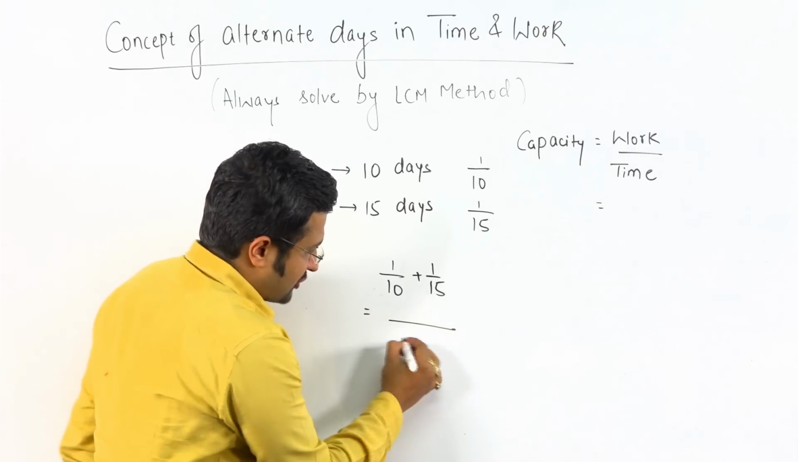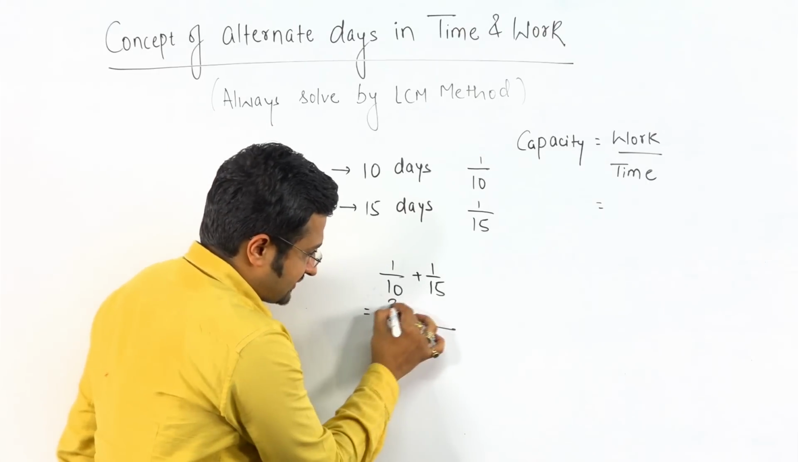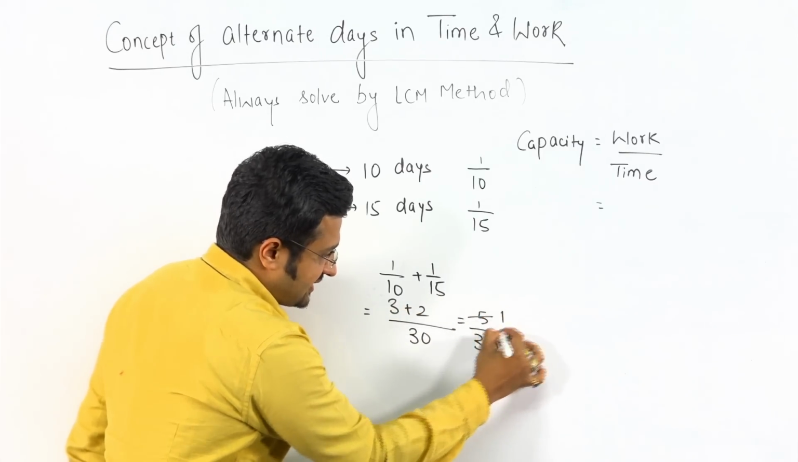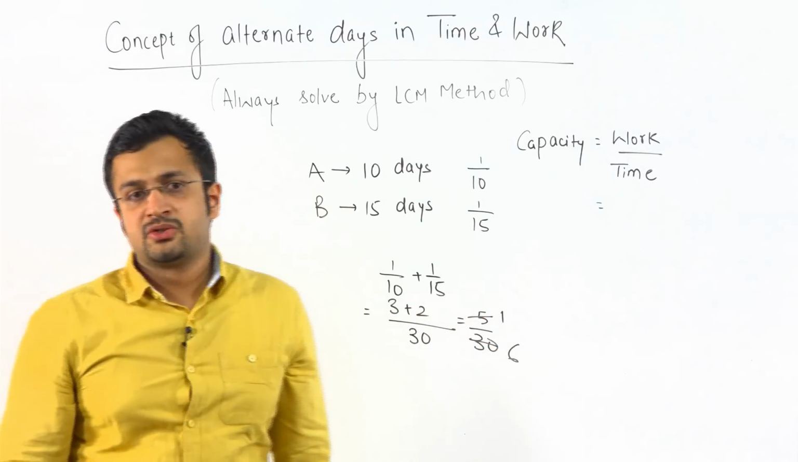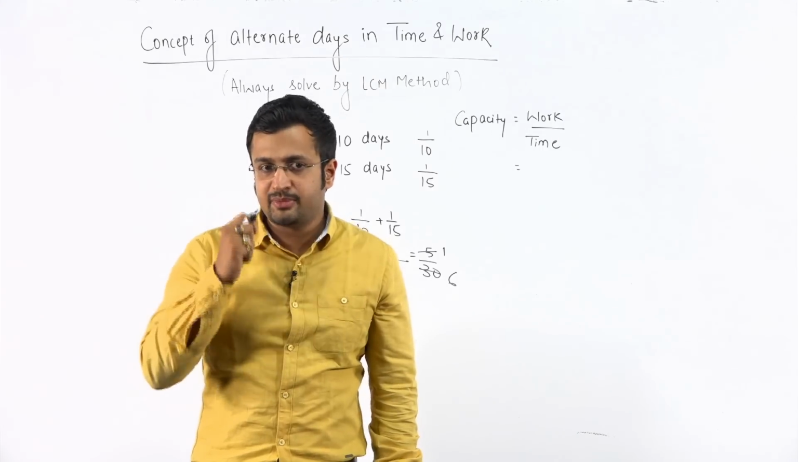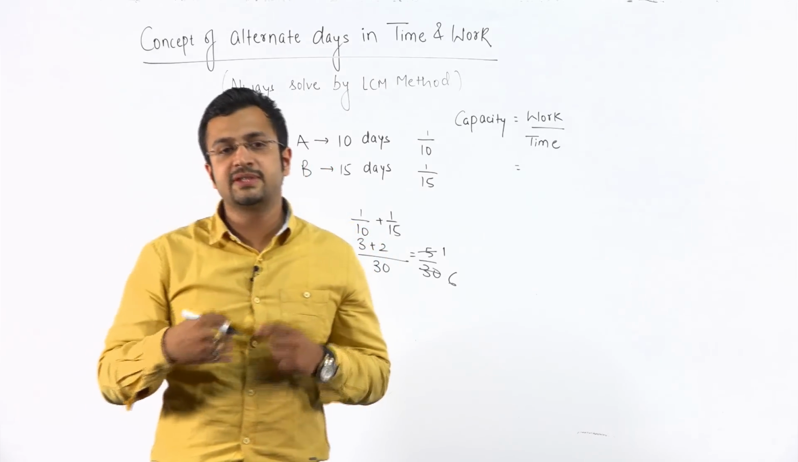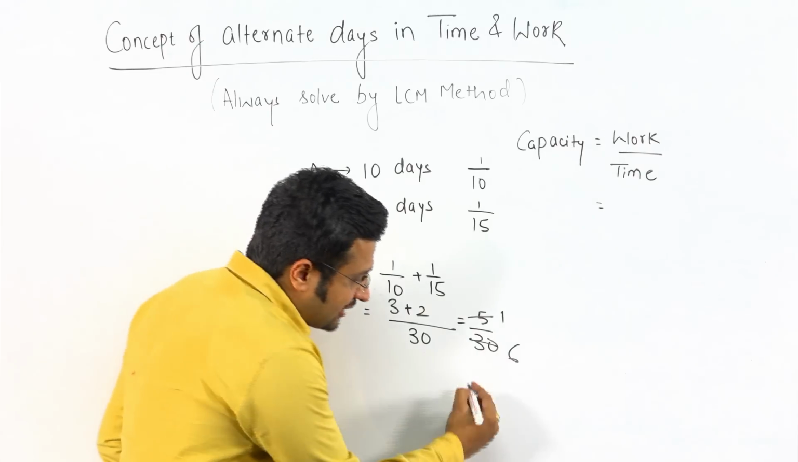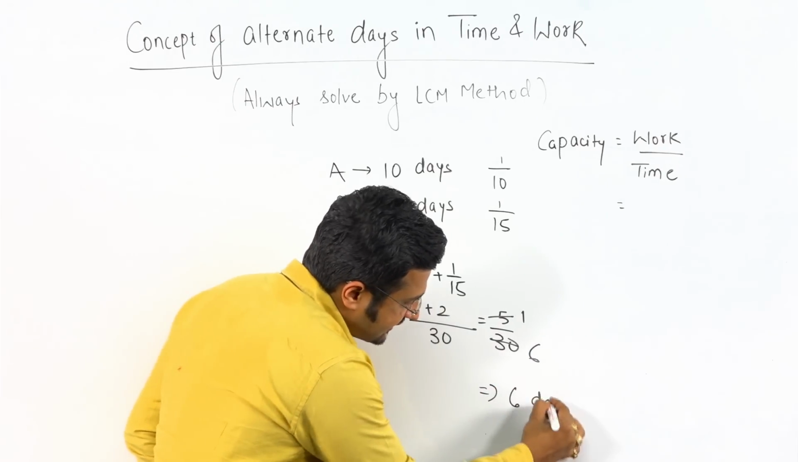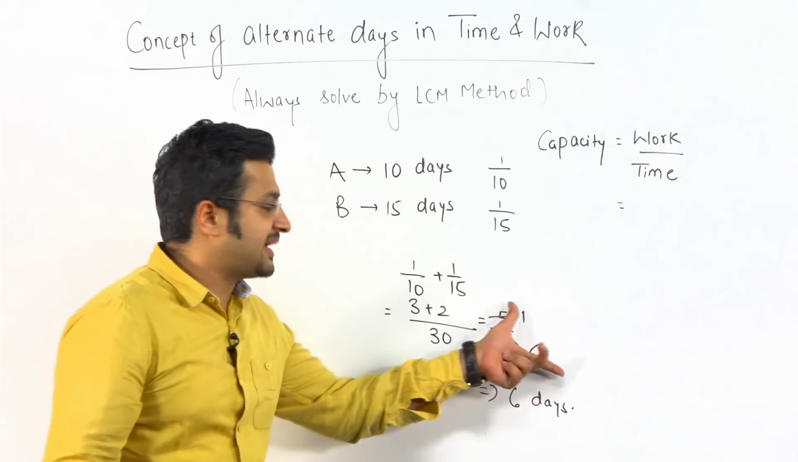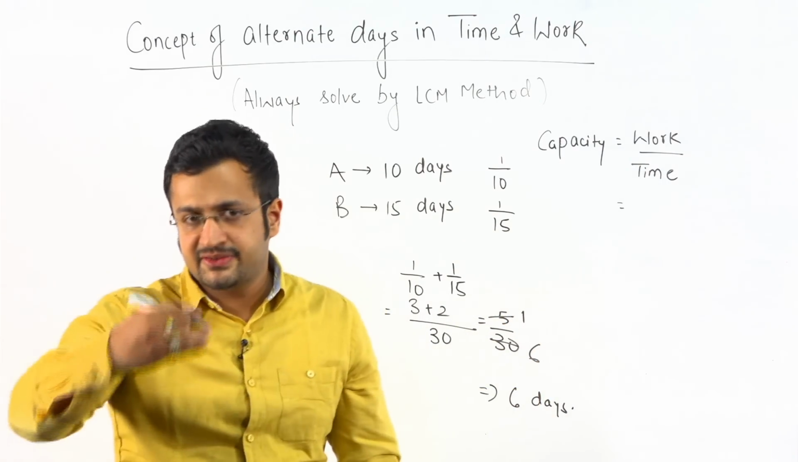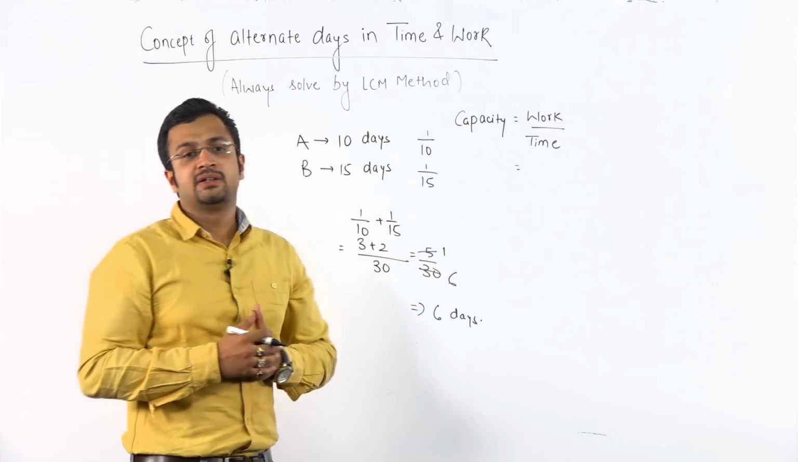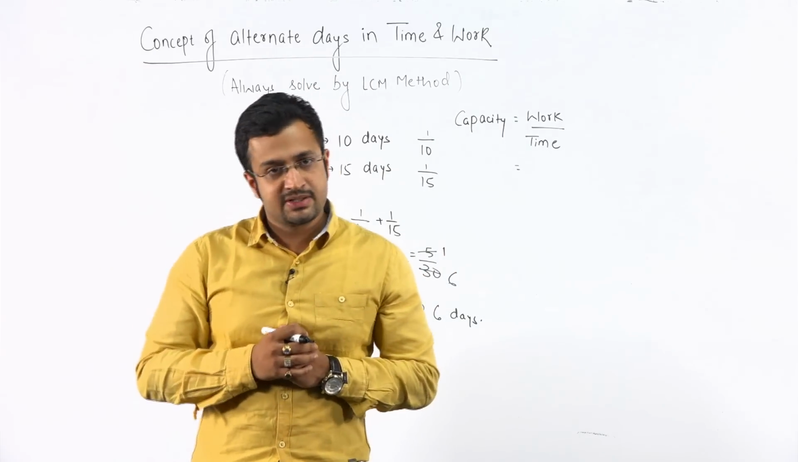What is the sum? If you take the LCM, it will be 30. 3 plus 2, that means 5 upon 30. If we cancel, it is 1 by 6. So their combined capacity is 1 by 6. That means they are completing 1/6 of the work in 1 day. That means they will complete the total work in how many days? 6 days. So if you know the capacity, time period is just the reciprocal of the capacity. If the capacity is 1 by 6, the time taken to complete the work is 6 days.